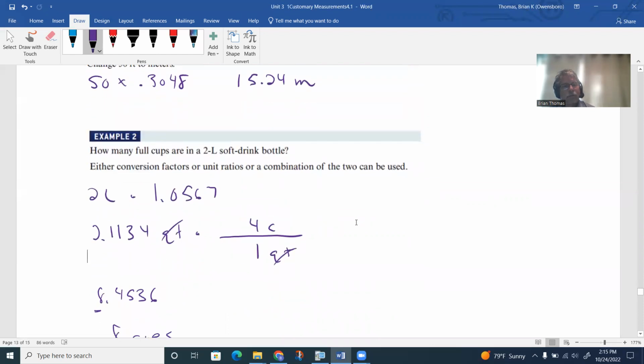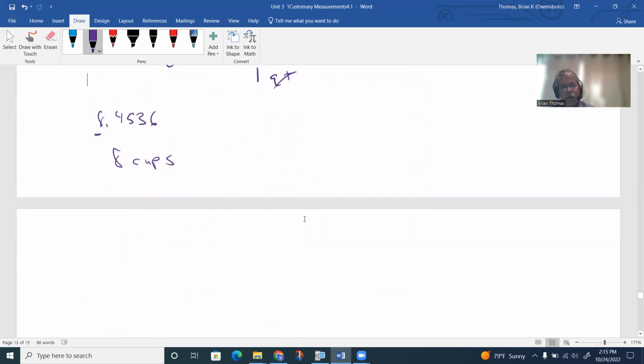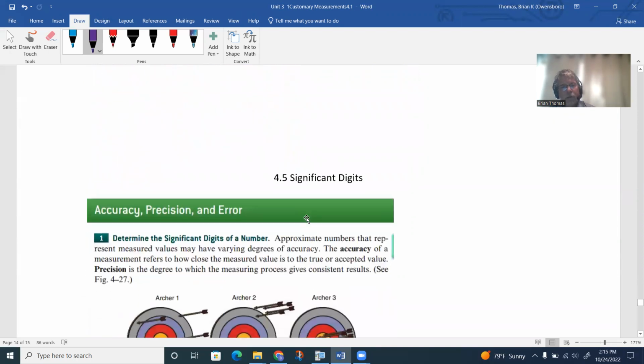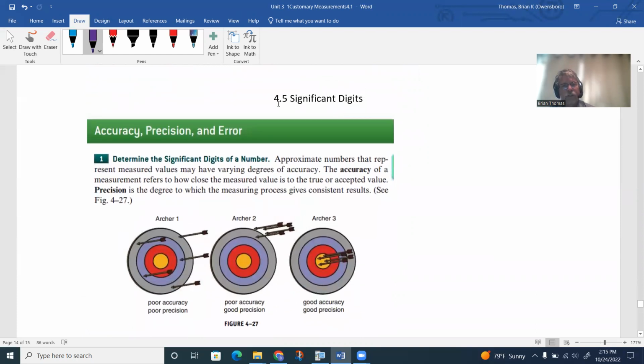That's how we can do some conversions, but notice how once we get to customary, we still have to do some more customary conversions. So we have to have all of that. The last topic we're going to get into is called significant digits. I'll play this out in the next video.